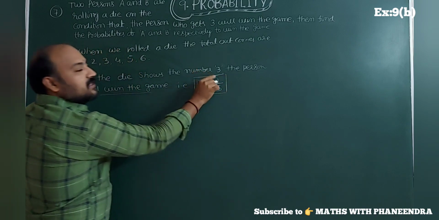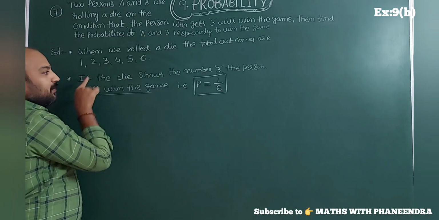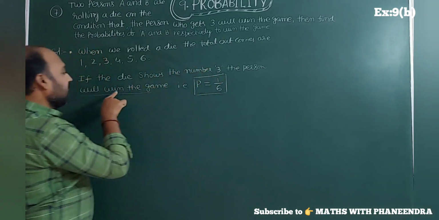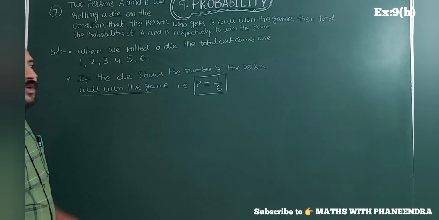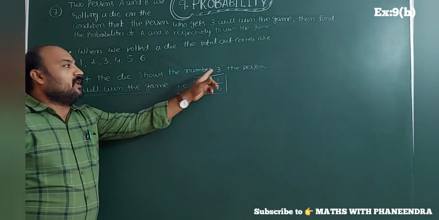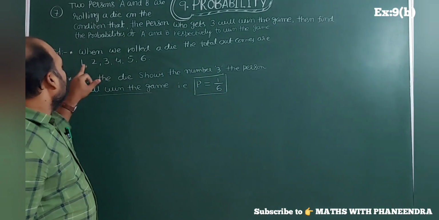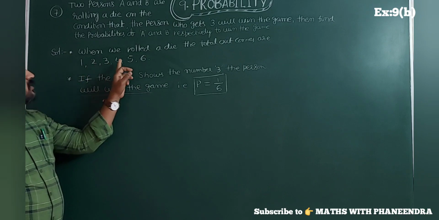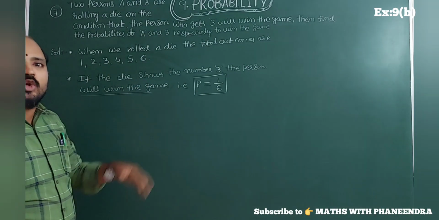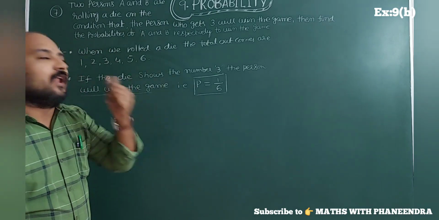Why are we writing 1 by 6? Out of these 6 numbers, if 3 will come, the person will win the game. So obviously, we know that whenever the number 3 comes, the person will win, no? So other than 3, what are the possibilities? 5 possibilities are there. So obviously, whenever the other numbers come, the person will fail.